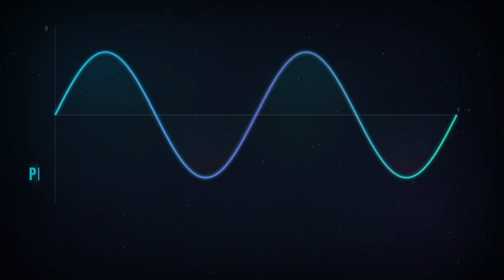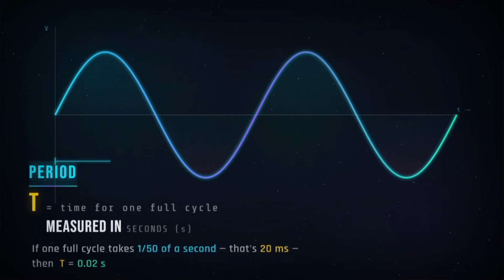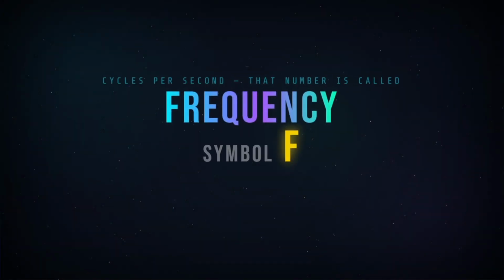The time taken by the wave to complete one full cycle is called the period. We use the symbol capital T, and it is measured in seconds. So, if an AC current completes one full cycle in 1/50th of a second, which is 20 milliseconds, then T equals 0.02 seconds. But engineers care more about how many cycles happen in 1 second.